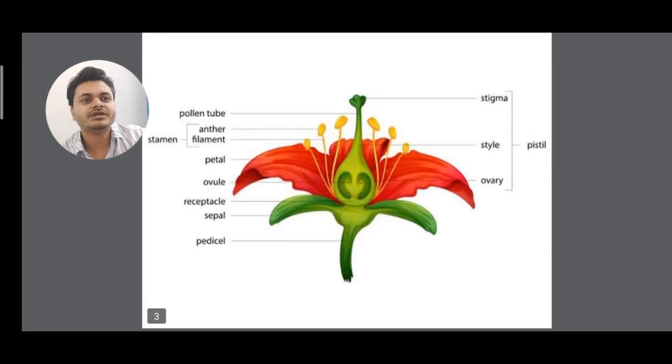Next, this is a flower. You can see from the bottom. I'll start from the bottom. See, pedicel. Clear? So the pedicel is the stalk of a flower. So what is the stalk of a flower called? Pedicel. Like the stalk of a leaf is called petiole. The stalk of an inflorescence is called peduncle. What is an inflorescence? A group of flowers is called an inflorescence.